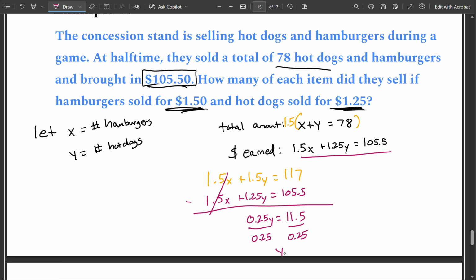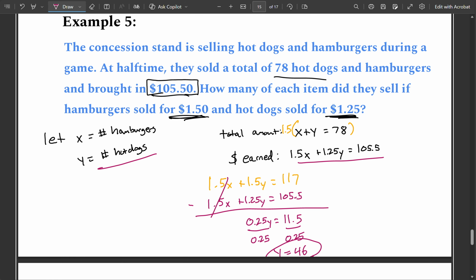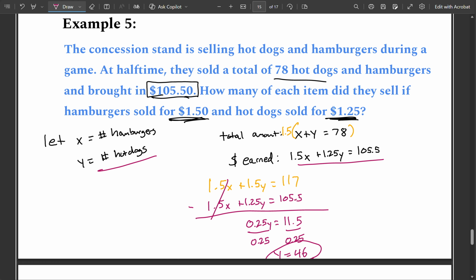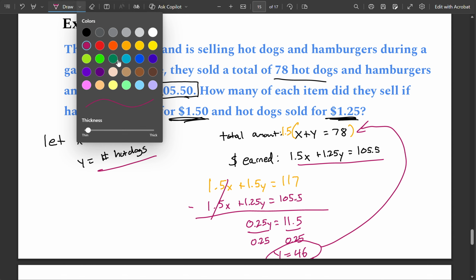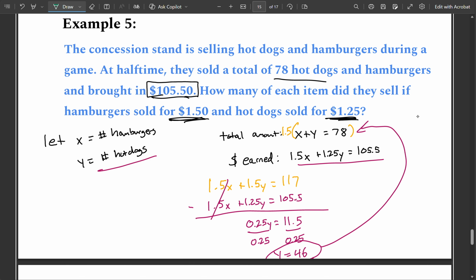And y equals 46. So what does 46 represent in this case? Well, we said it's the number of hot dogs. So 46 hot dogs were sold. Now we've got to go plug this into one of our equations to solve for x. Which one is it going to be easier to plug into? The top one. We plug it in up here. It's going to be very quick and simple to solve for x. So let's go ahead and do that.